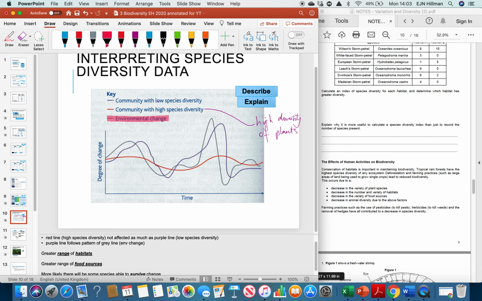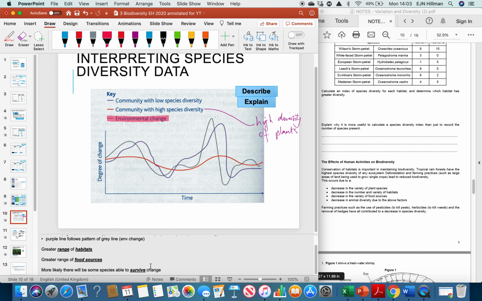So by removing the plant, you reduce the range of habitats, you reduce the range of food sources, meaning it's less likely that the species will be able to survive any environmental change.